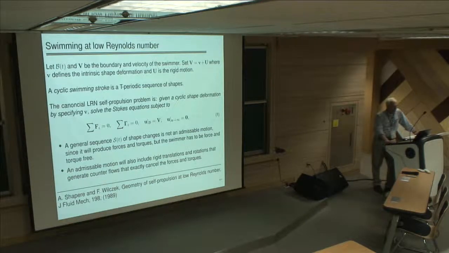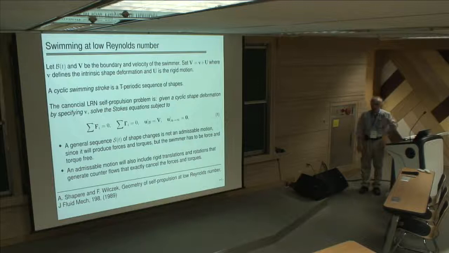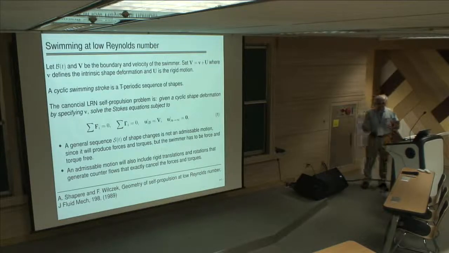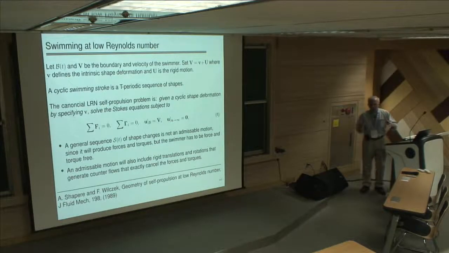And the canonical problem then is to solve this subject to the fact that the object is force and torque free, with a velocity specified on the boundary and the velocity at infinity equal to 0. That's a choice, because the moment you put it in a finite domain, the object has some interaction with the boundary. But specifying that the velocity be 0 at infinity makes the analysis a good deal easier.